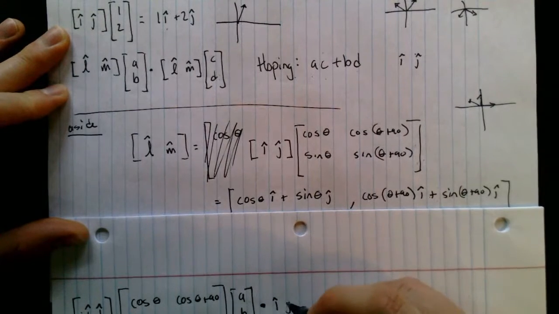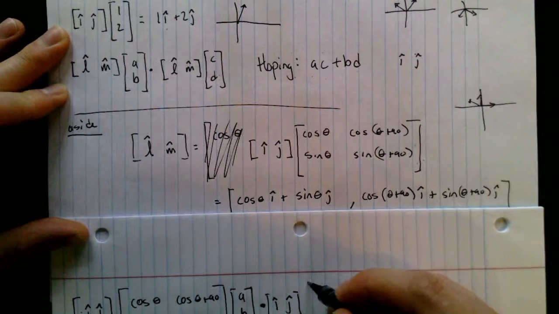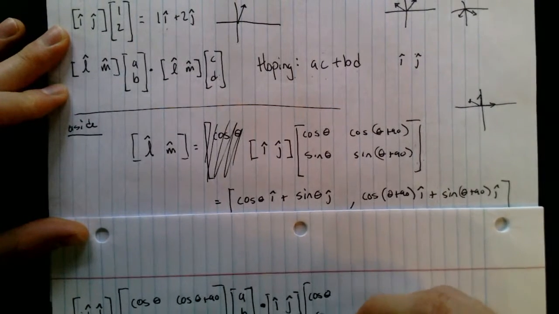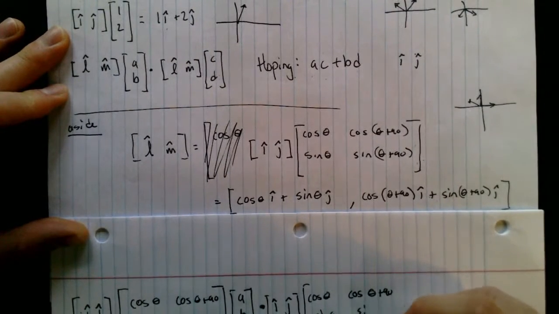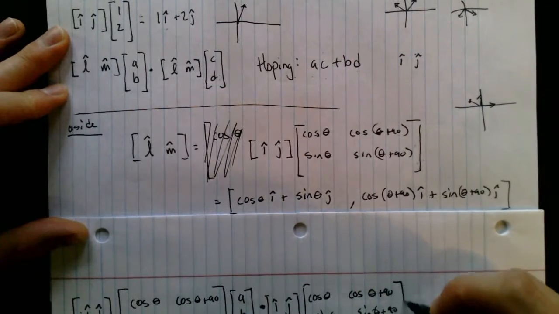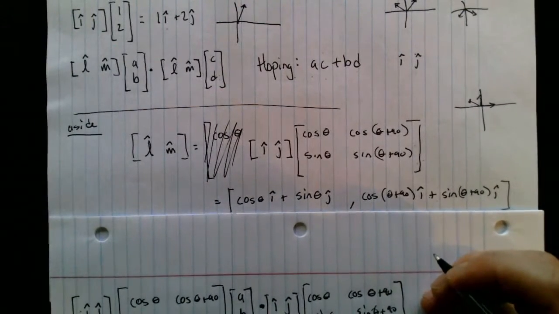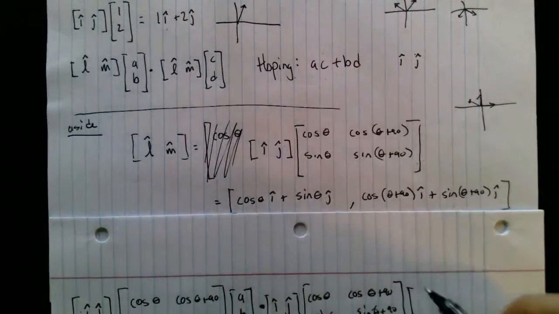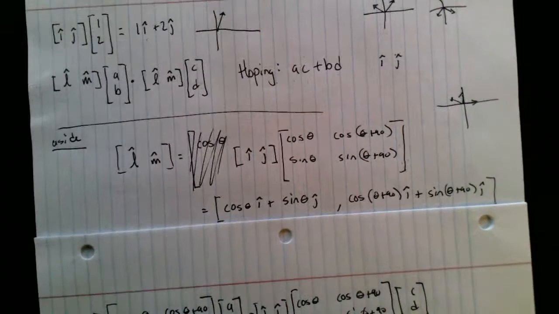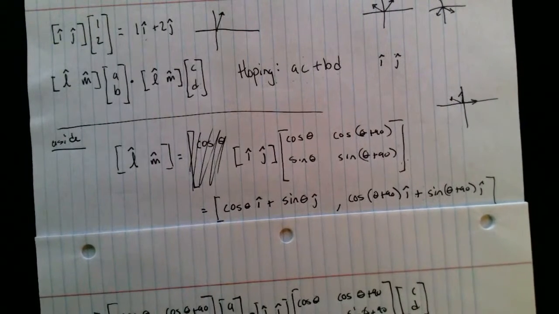So IJ, cosine of theta, sine theta, cosine theta plus 90, sine theta plus 90, right? And so now we have a little bit of multiplication to do, but it's not bad. Oh, and then I need my C and my D, right, from right here. C, D. So here it goes. We're going to multiply these first and leave the IJs where they are for a second.